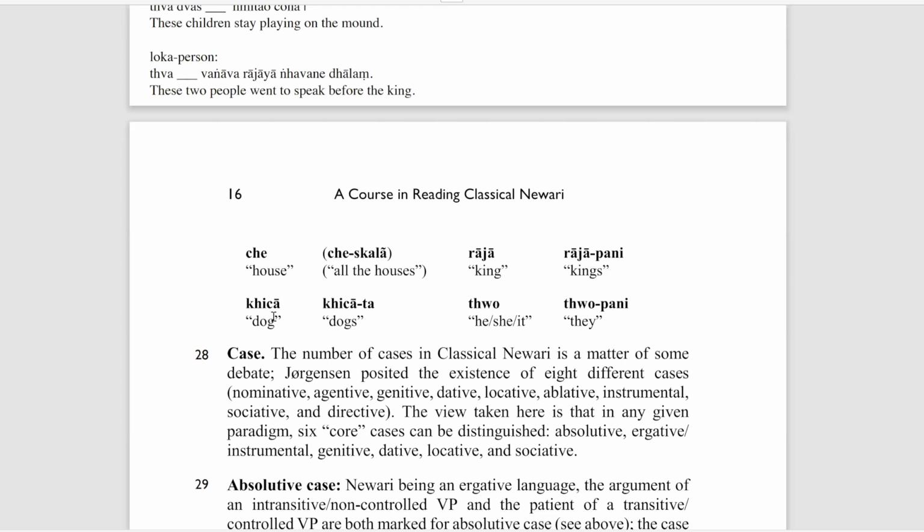And kija, this is animate but non-honorific. So I have the "da" for that, kijada, or we can have kijado. So this kija declines just the same as the moja, the child. So kijada as the plural. And then we have king, raja, rajabani, the kings. And in this case, the plural ending can also be added to pronouns. So to is he or she or it, and then tobani is they.